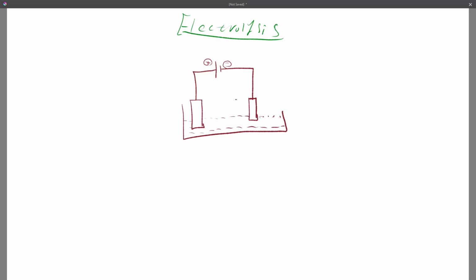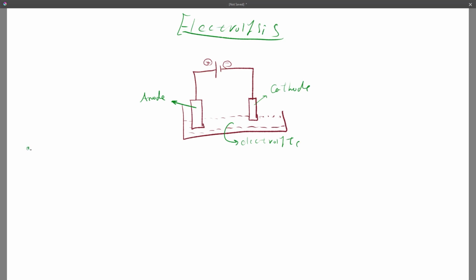Okay. Now to labeling. The electrode connected to the positive pole of the battery is called an anode. The electrode connected to the negative pole of the battery is called a cathode. This is our electrolyte. And this is our battery, right?